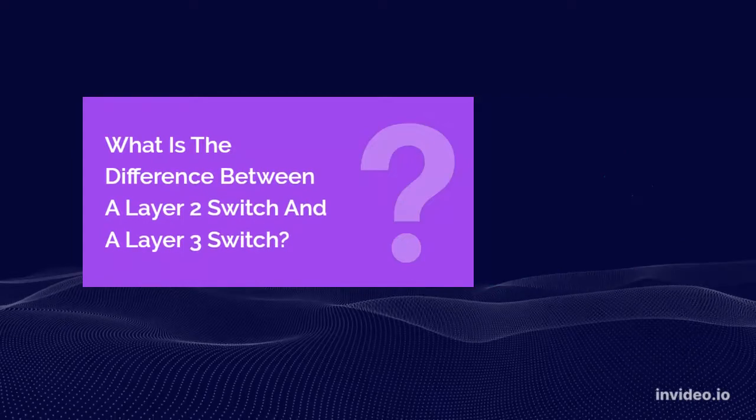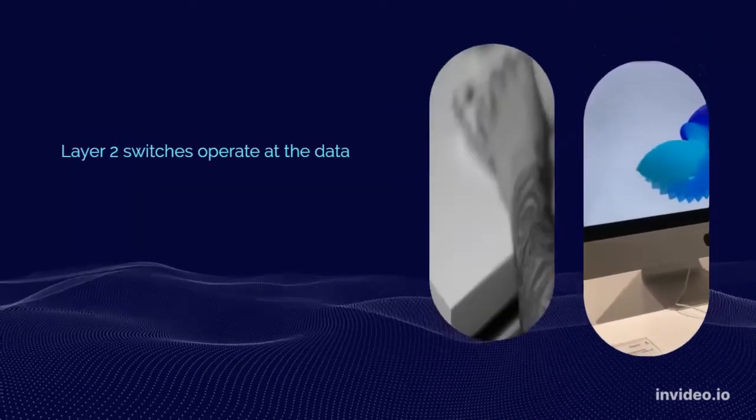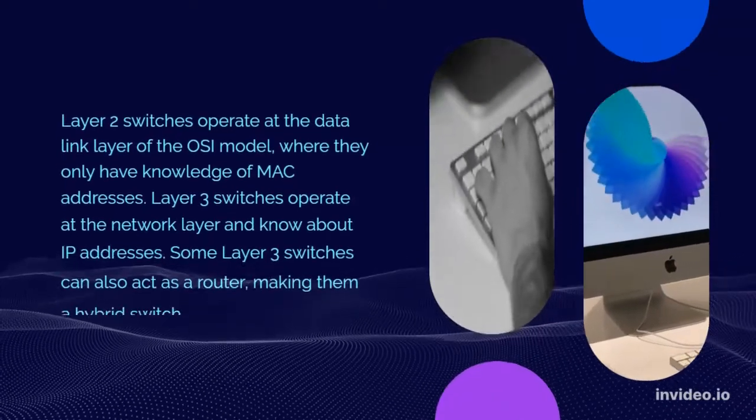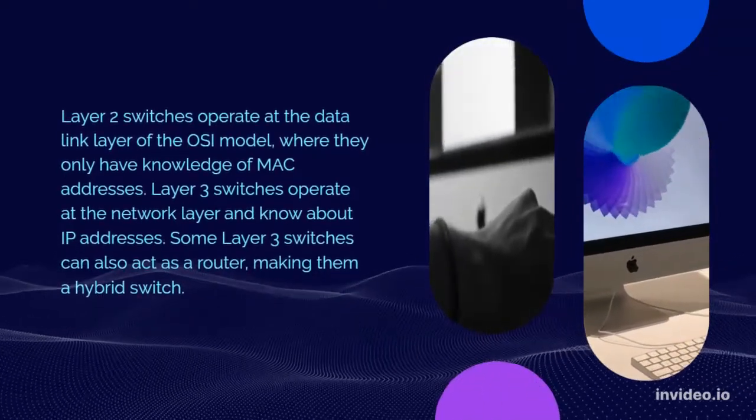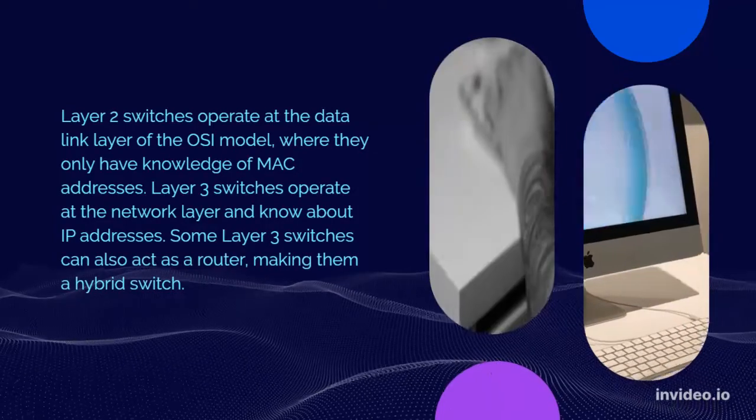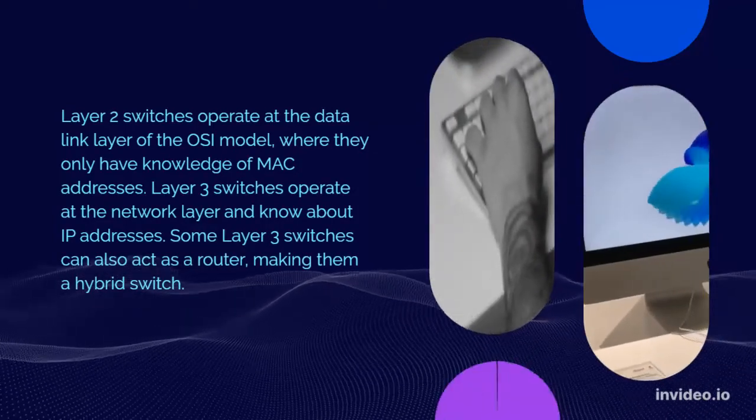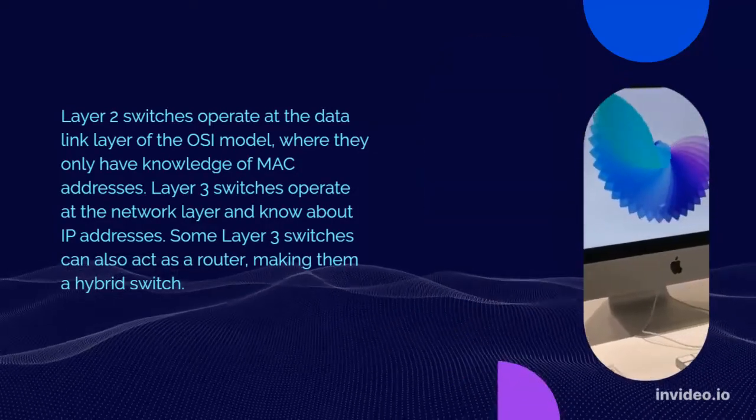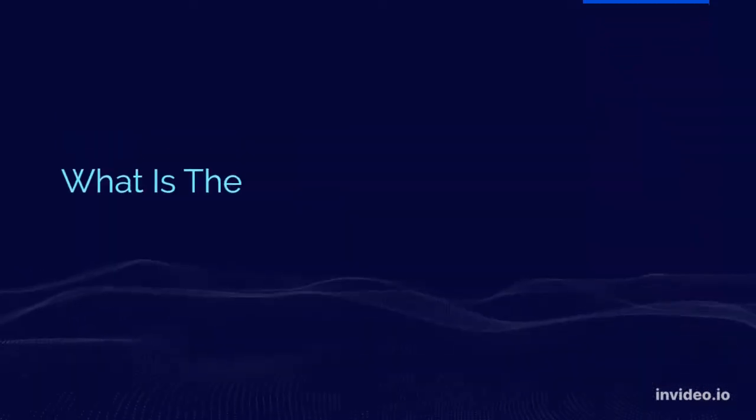What is the difference between a Layer 2 switch and a Layer 3 switch? Layer 2 switches operate at the data link layer of the OSI model, where they only have knowledge of MAC addresses. Layer 3 switches operate at the network layer and know about IP addresses. Some Layer 3 switches can also act as a router, making them a hybrid switch.